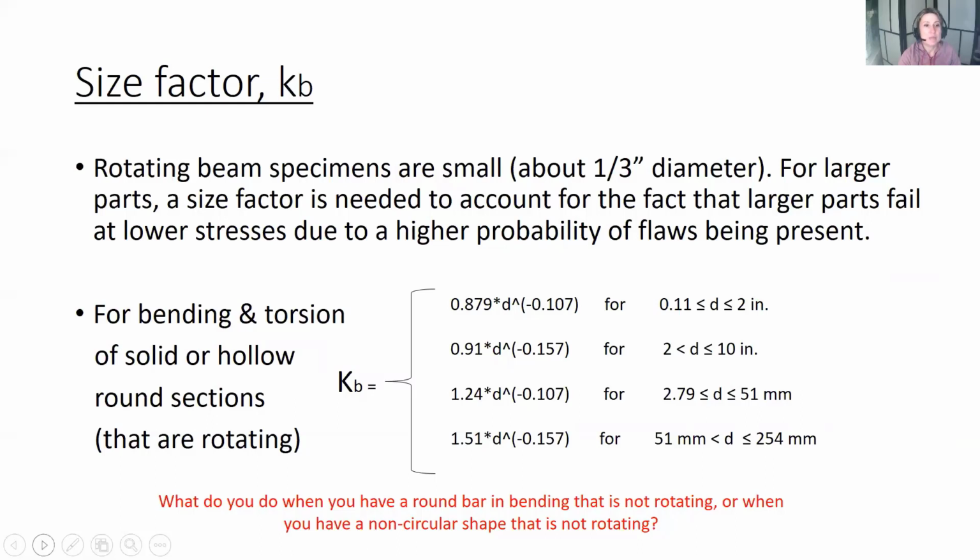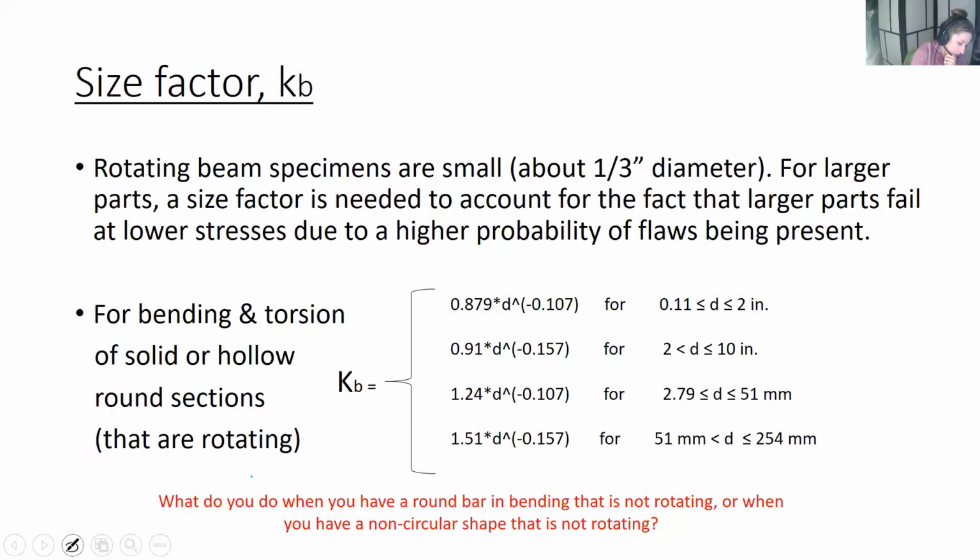But for rotating beam specimens, like the specimens in the lab, they're usually pretty small, about 1/3 inch in diameter. For larger parts, a size factor is needed to account for the fact that larger parts fail at lower stresses due to a higher probability of flaws being present on the surface of that material. So this factor accounts for that.